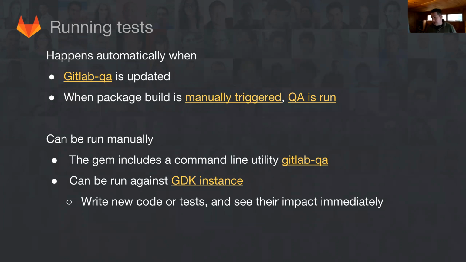You can also run this manually. GitLab QA can be installed through Ruby gems, so just gem install gitlab-qa, and that will provide you with a command line utility that you can then use to spin up a new Docker instance and run QA against that. You can run it against an existing instance. You can run it against your GDK instance. So as you're developing, you can be running your tests to ensure that everything is working as expected or not expected. You can keep doing that and keep doing the iterative development to add new features and keep adding tests as you go.